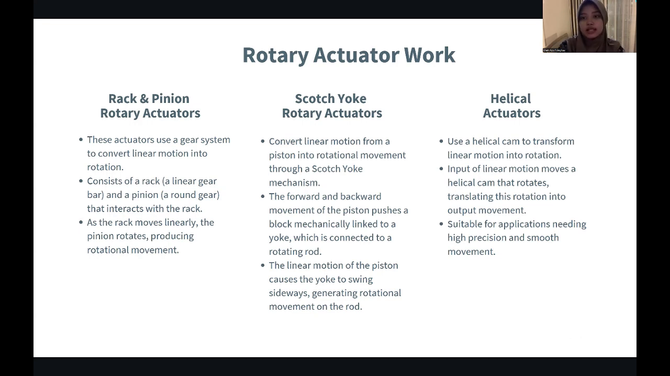Next, helical actuators. Use a helical arm to transform linear motion into rotation. Input of linear motion moves a helical cam that rotates, translating this rotation into output movement. Suitable for applications needing high precision and smooth movement.